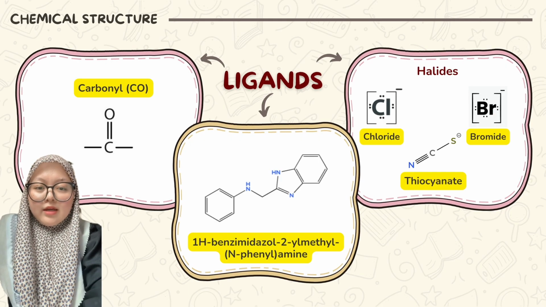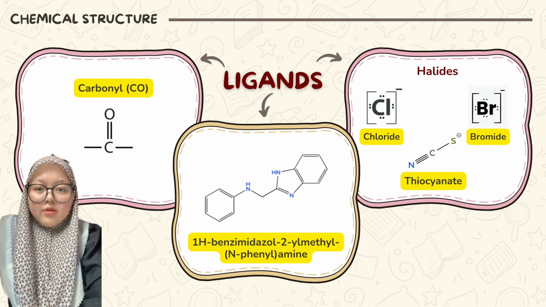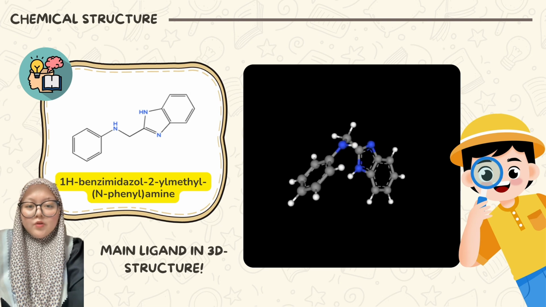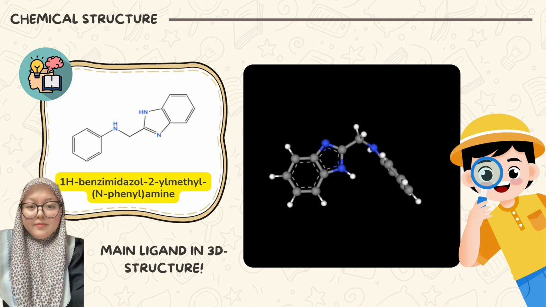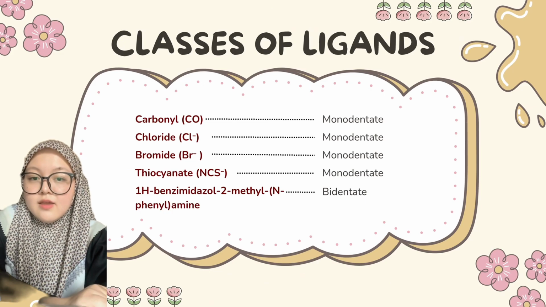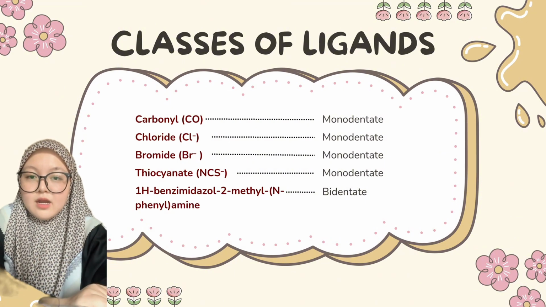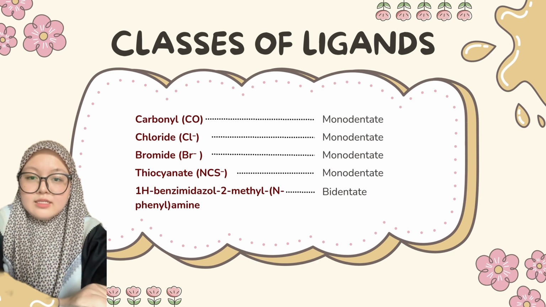And now, let's move to the chemical structure of ligands. The first one is carbonyl, and then the second one is halides, and the last one is the 1H-benzimidazole, 2-methyl, and phenylamine. For the main ligand, I will show you how it will look in 3D. Now, let us look at the classes of ligands. Carbonyl is monodentate, while halides, such as chlorides, bromides, and thiocyanate, are also all monodentate. However, the main ligand is bidentate.